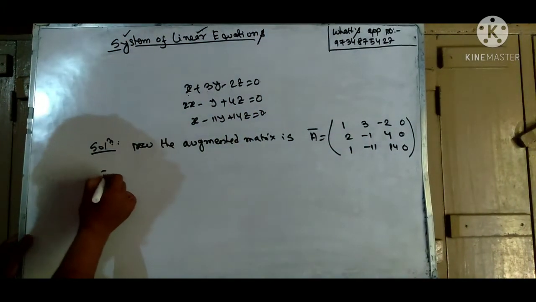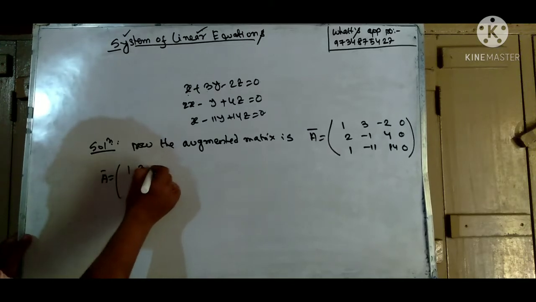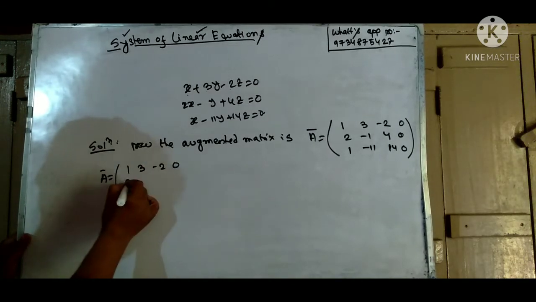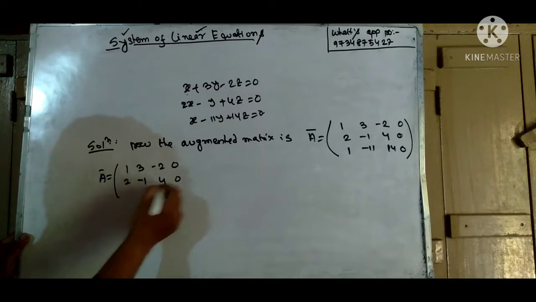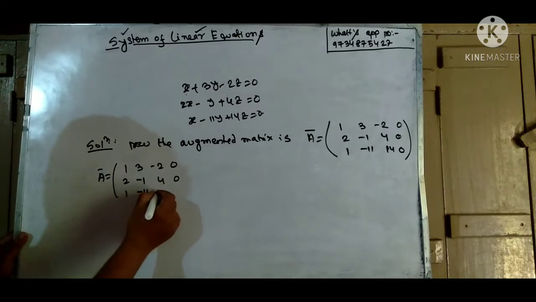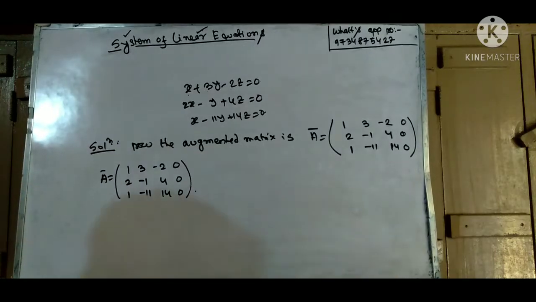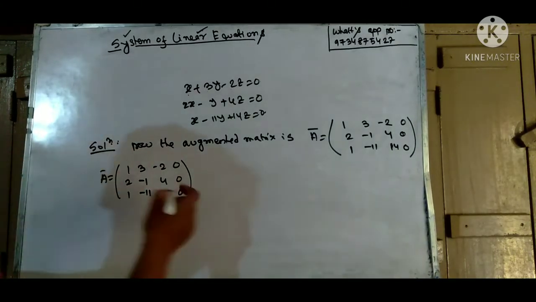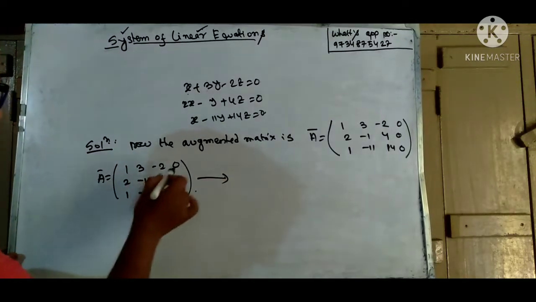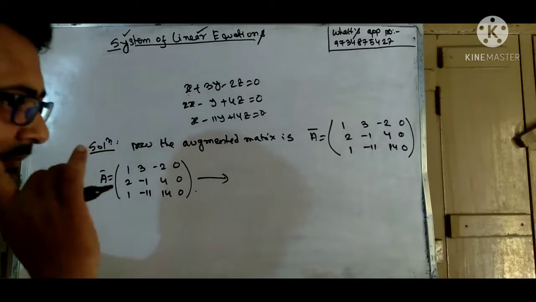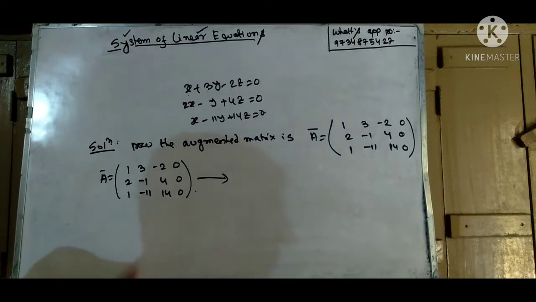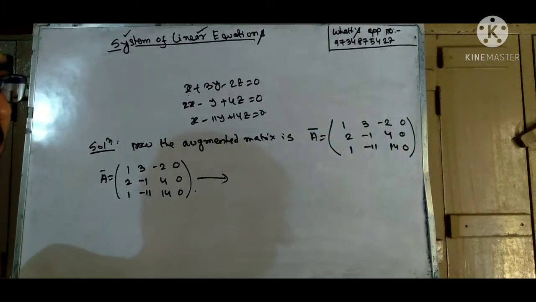Now, A bar is equal to [1 3 -2 0; 2 -1 4 0; 1 -11 14 0]. We will convert the matrix now to its row echelon form. So, my first target is, if there is a non-zero row, then its first non-zero element should be 1. This one is called the leading one.